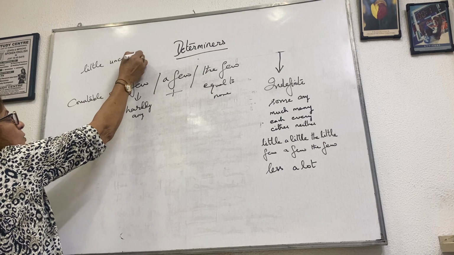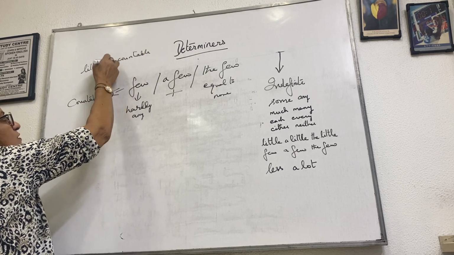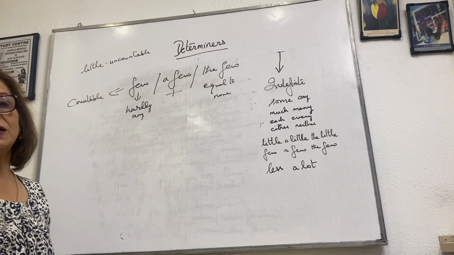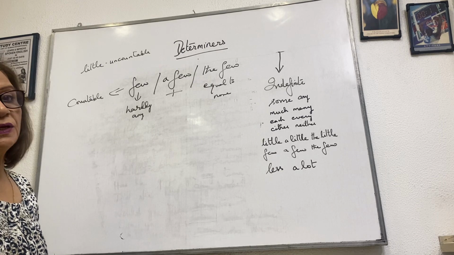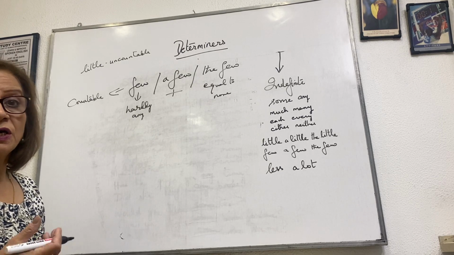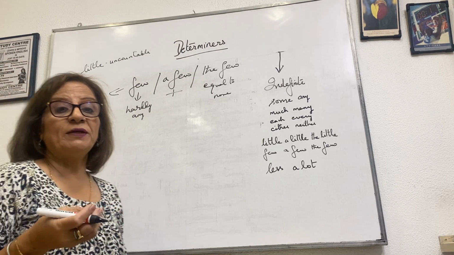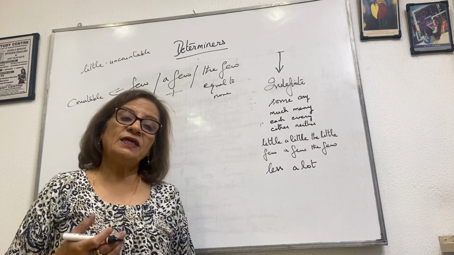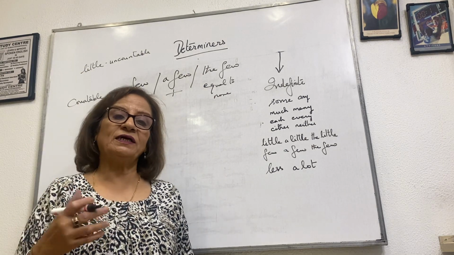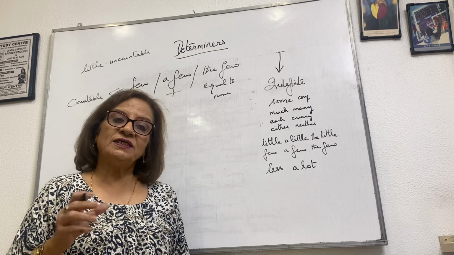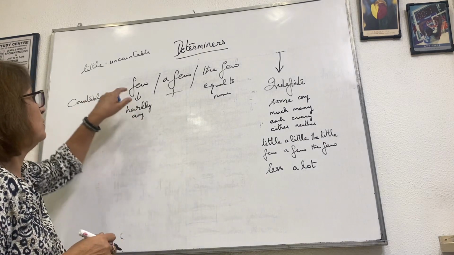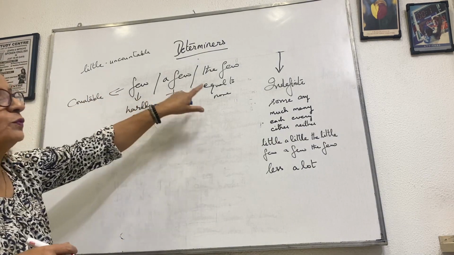There is little water in the jug. You can't say there is few. Little we use with uncountables. So, little money. Money is also counted as uncountable. Though we can count money, as a unit we say money is uncountable. Notes and coins are countable, but money as such is uncountable. So we use few, a few, the few with countables.